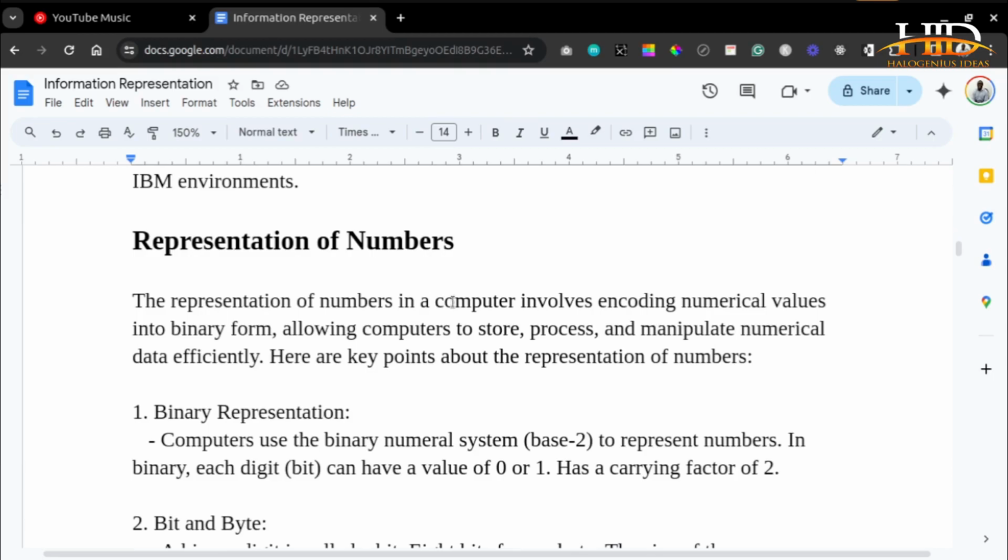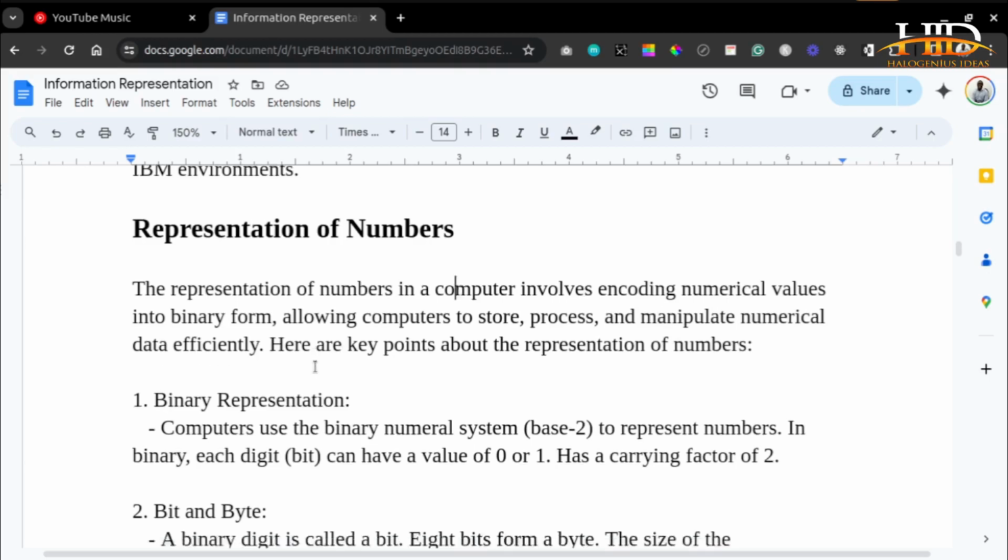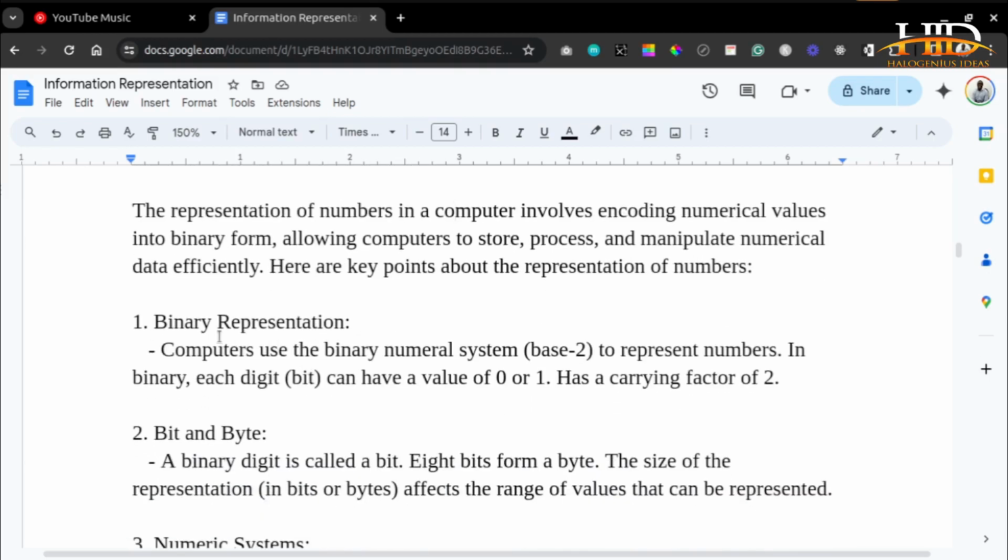The representation of numbers in a computer involves encoding numeric values into binary form, allowing computers to store, process, and manipulate numeric data more efficiently. So these are some key points about the representation of numbers. We have the binary representation. Computers use the binary numeral system, which is base 2, to represent numbers. In binary, each digit can have a value of 0 or 1, and it has a carrying factor of 2. I will explain this carrying factor when we work on an example.